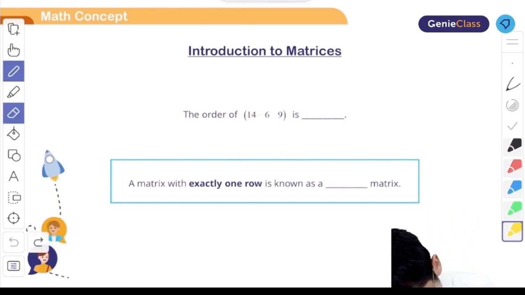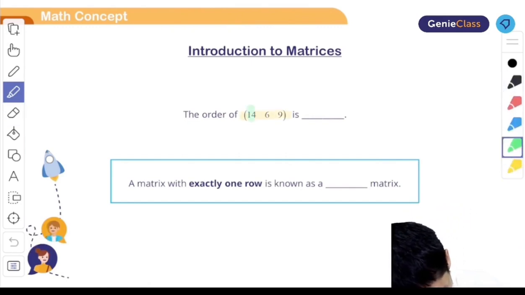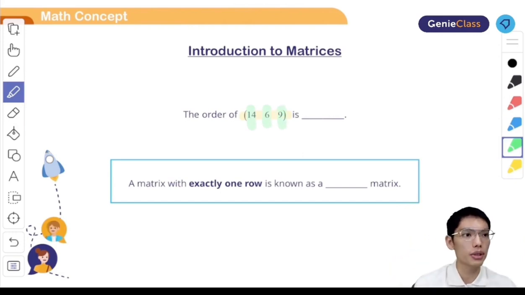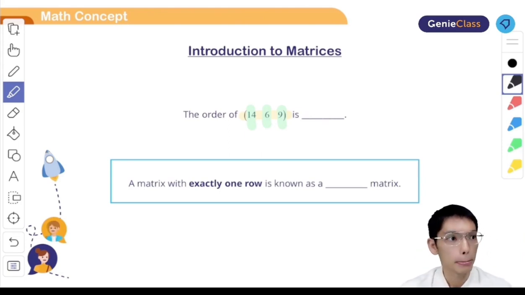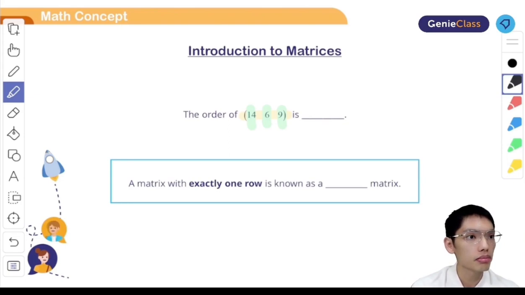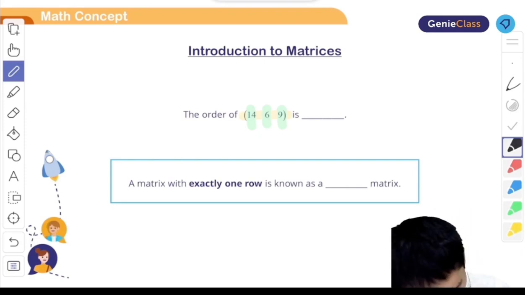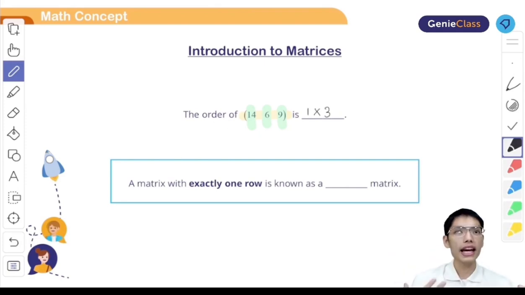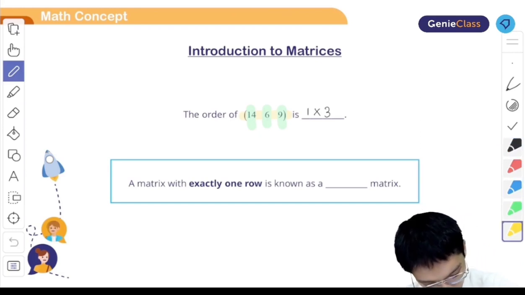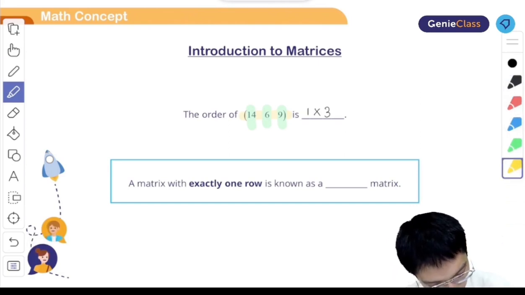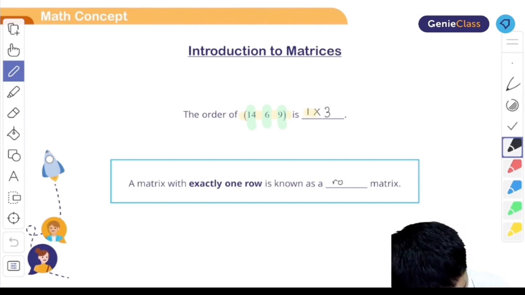Okay, in this case, you realize, again, let's review. I have 1 row, 3 columns. So what will be the order of this matrix here? I'll give you some time to type. Okay, 1 row, 3 columns. Perfect. So realize 1 times 3 or 1 by 3. Now, why is this particular matrix interesting? Because it only has 1 row. So if there is only 1 row, we call it a row matrix.